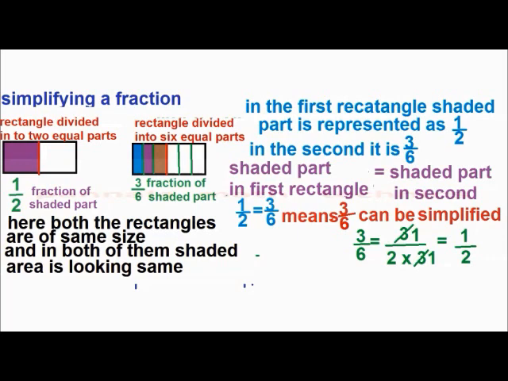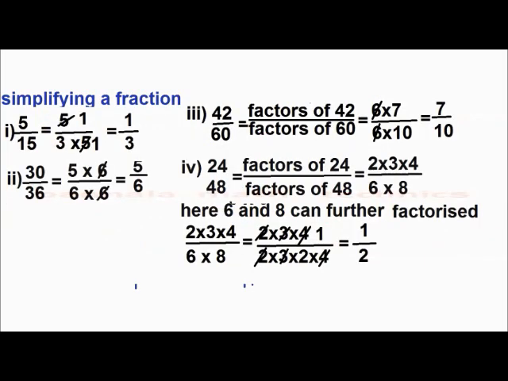Vice versa. Here are some examples. Take 30/36. The factors of 30 are 5 times 6, and the factors of 36 are 6 times 6. Both of the 6s will cancel, and the remaining fraction is 5/6.